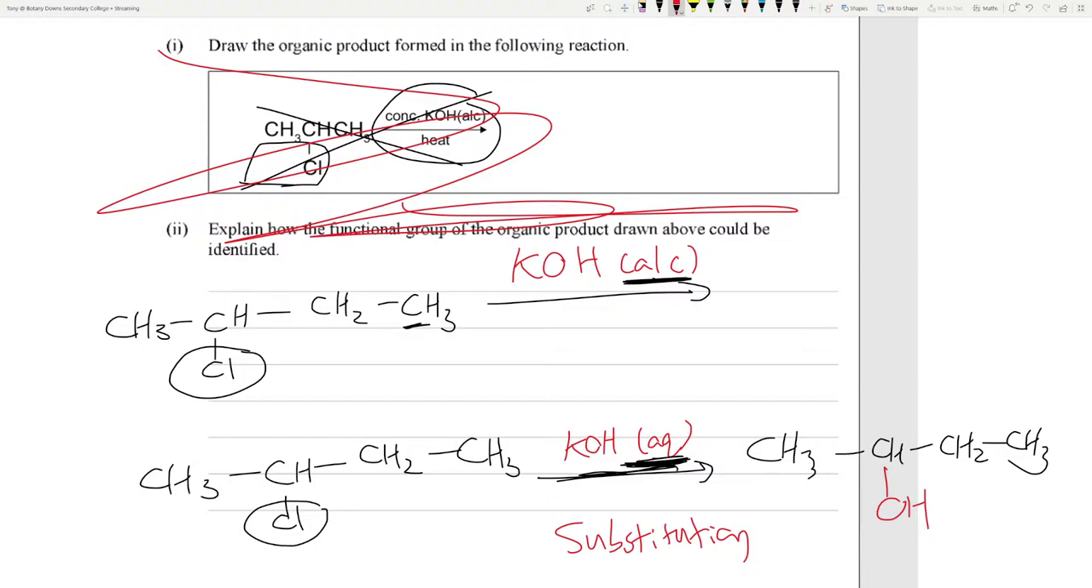Do we need to worry about cyclo? Cyclo, not quite. That's like Cambridge A level uni stuff. Don't worry about it.